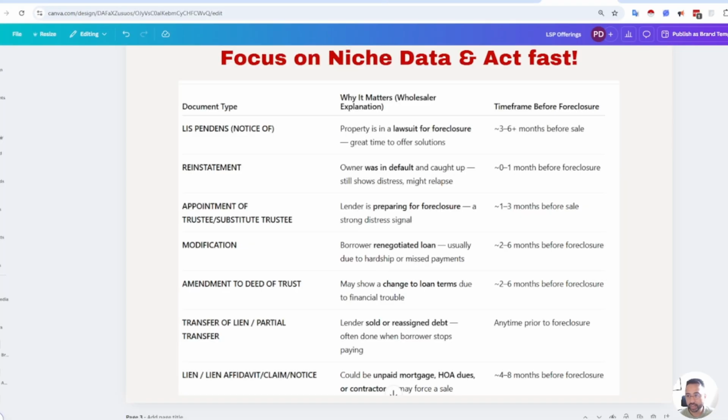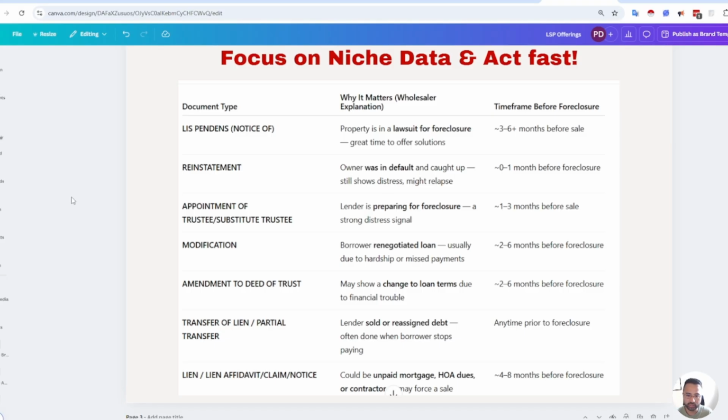But as you know, at that point, whatever happened already happened, right? Whether they had some sort of tax liens, maybe they were behind on their mortgage payments, maybe code violations, whatever motivating factors took place already took place. So as I touched on in some videos in the past, there are document types that you can identify within your local county that would give you an indication of something that's going to happen, right?